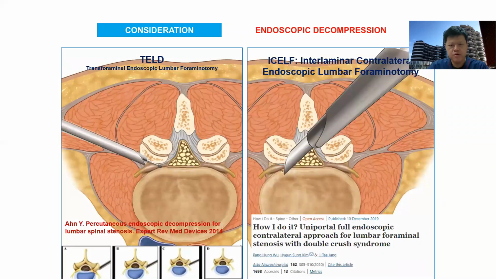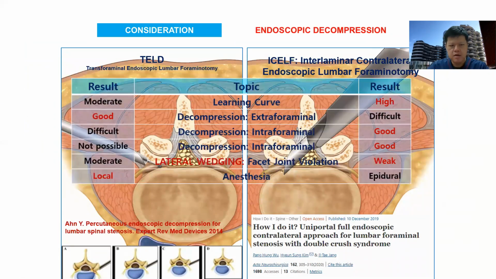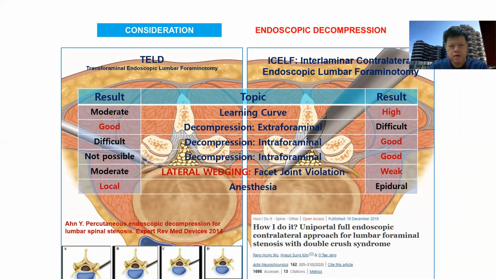So for the transforaminal and the contralateral approaches, as highlighted by these two landmark papers. Earlier on, my mentor, Professor Hyeun Sung Kim, published an earlier series as well with Dr. Bae Park and his group, highlighting the topic in Acta on how to perform this, double crush syndrome. Essentially, these are the differences in terms of learning curve. I think the contralateral approach is not so familiar for most endoscopic surgeons, so it's a difficult learning curve. Although it can do extraforaminal decompression, it can be difficult for early adopters of this technique.